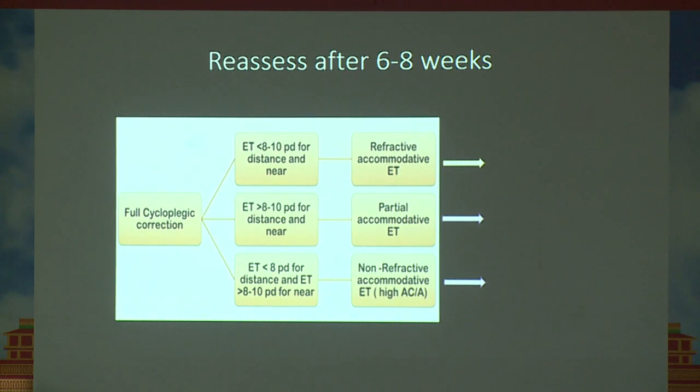Reassess the child after about 2 months. If the child is perfectly straight, well, bang on. It is a refractive accommodative ET, continue the glasses.